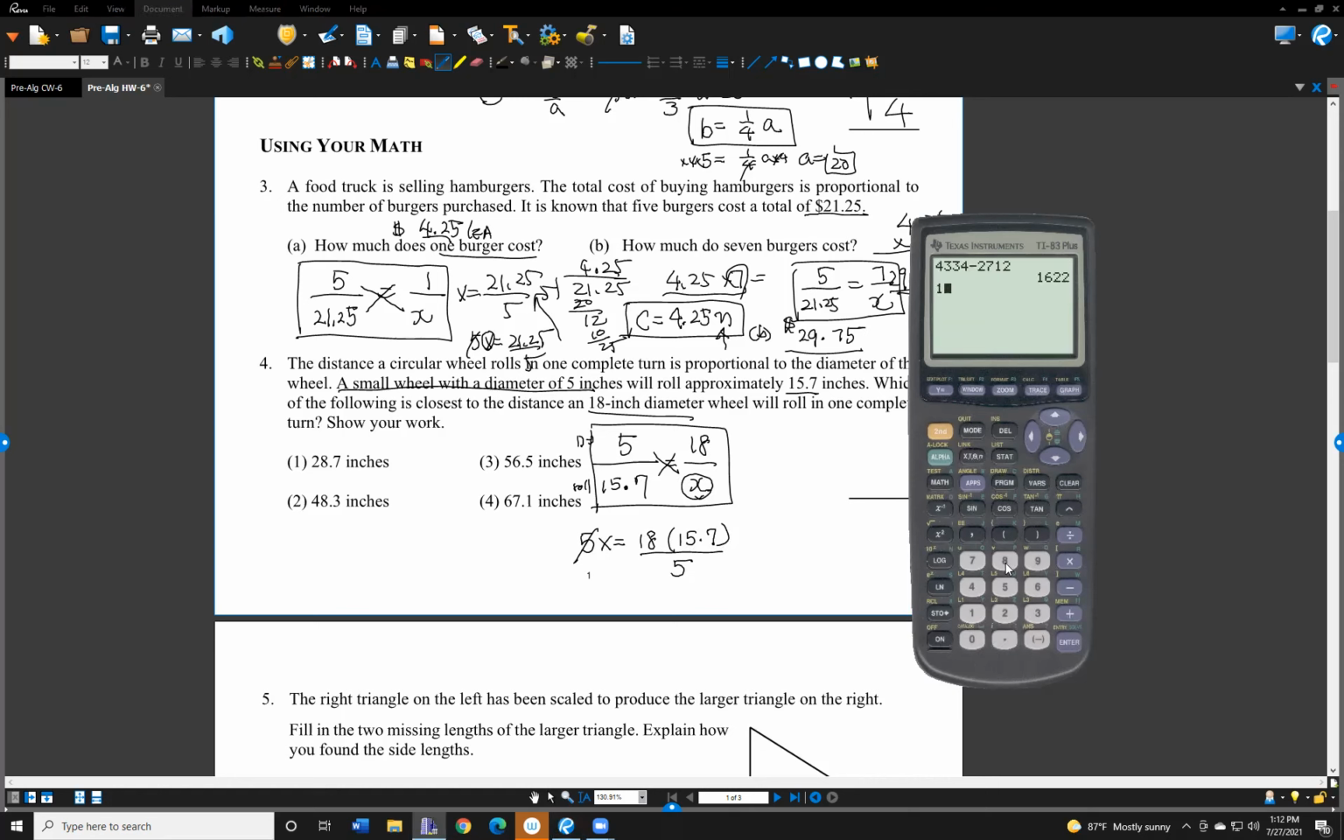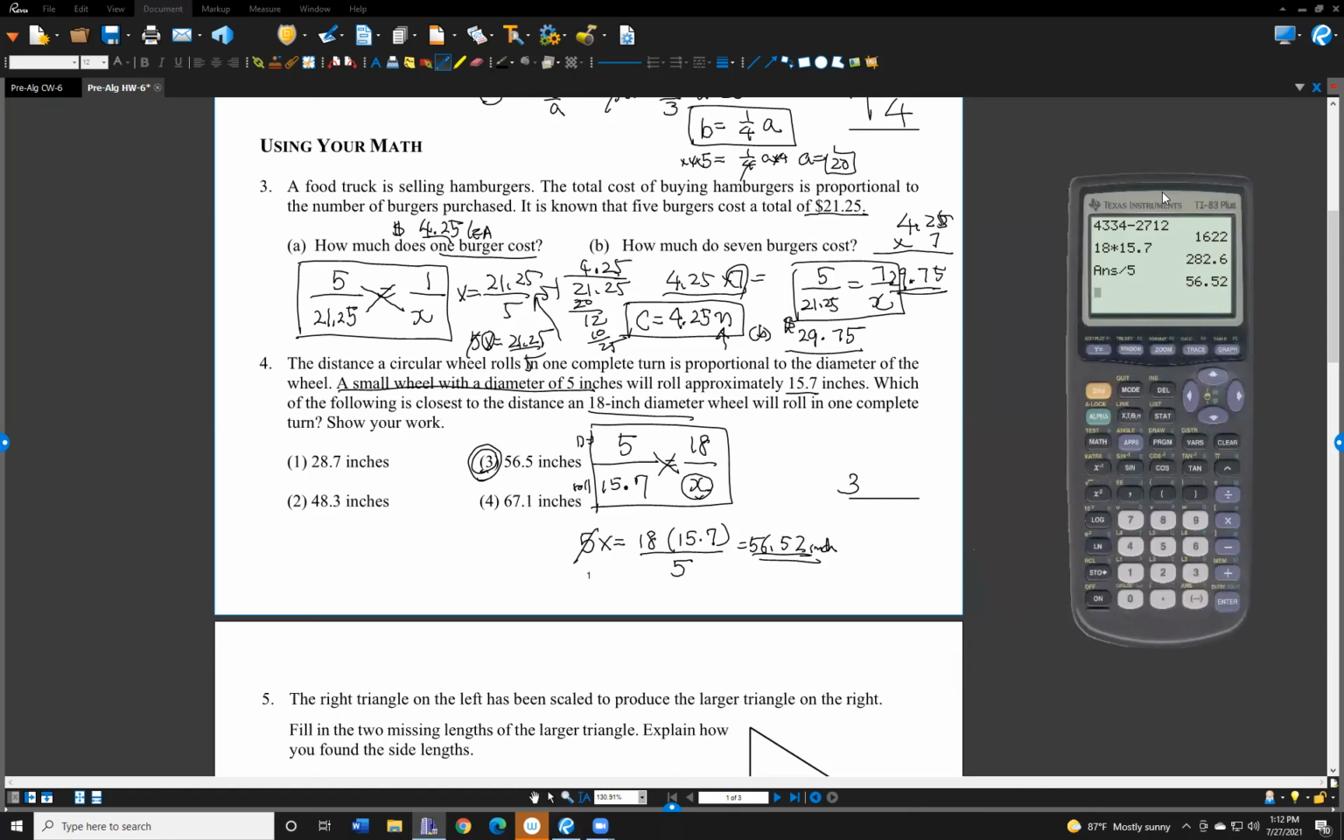18 times 15.7 and divide by 5. 56 and 52 inches roll. Right? Okay, we got these numbers. Rounded number. Choice 3 is the answer. Okay, choice 3. Yes, go ahead.